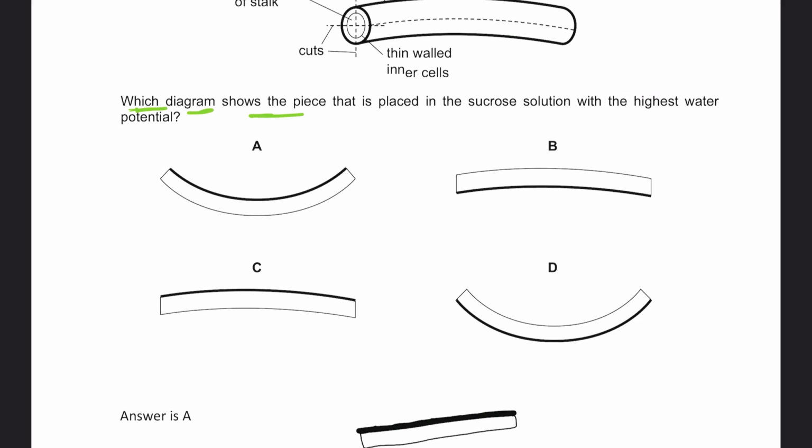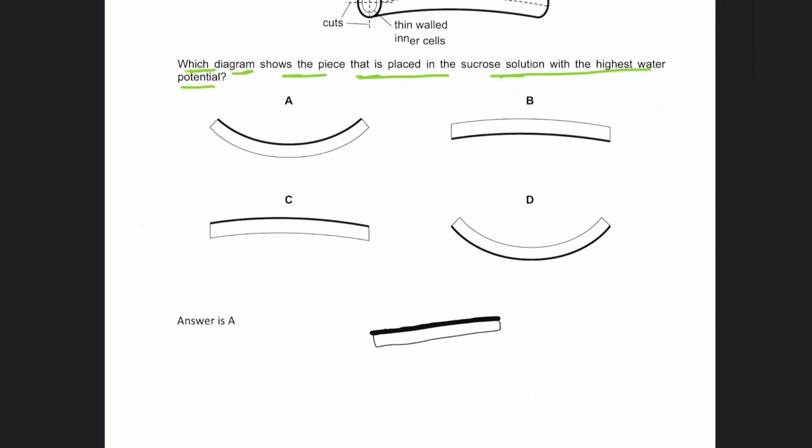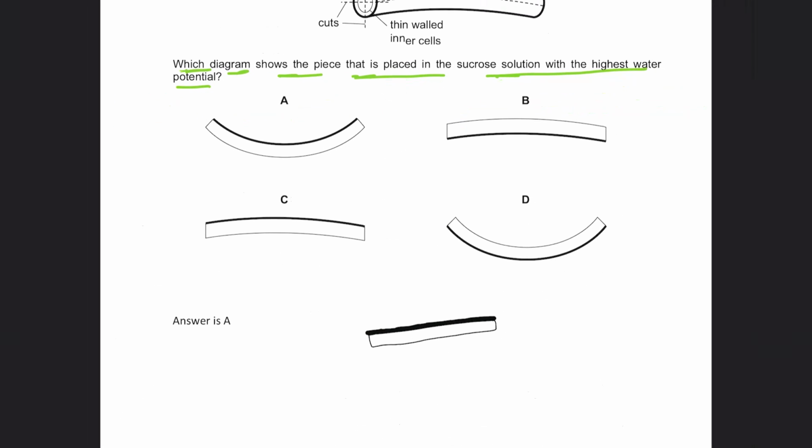shows the piece that is placed in the sucrose solution with the highest water potential. Remember that if the strip is placed in a sucrose solution with the highest water potential, that means that water will go into the strip. So what do you think? From where will the most water go? Most water will go from the end where there are thin walled cells. So most water will enter from this side where there are cells with thin cell walls, and hardly any water will enter from this side.